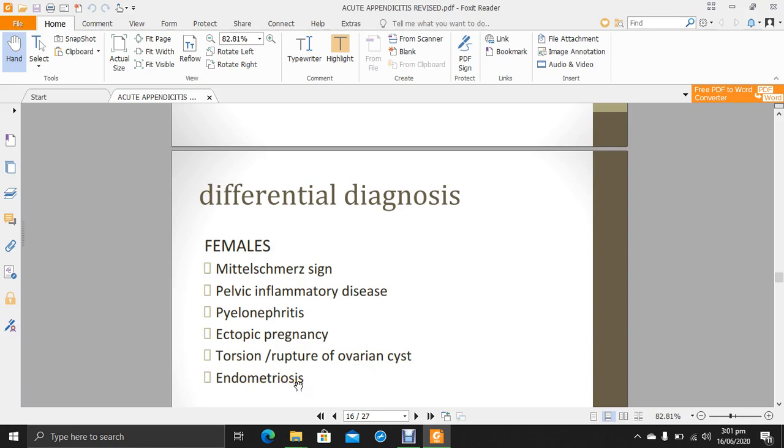Endometriosis. Remember, this occurs with the menstruation. The Mittelschmerz sign is in the middle of the menstrual cycle, or 14 days before the next cycle, while in endometriosis, when menstruation occurs, pain will be there. Endometriosis is when the endometrial epithelium lies outside the uterus. So you should not be confused.